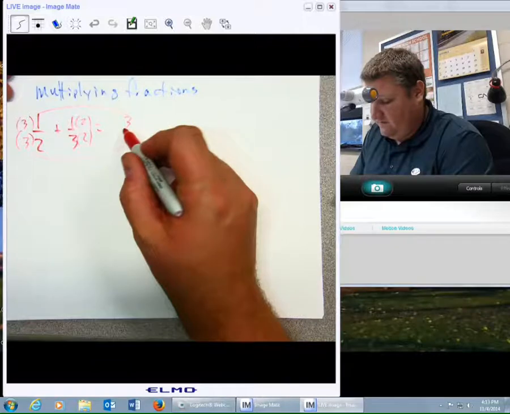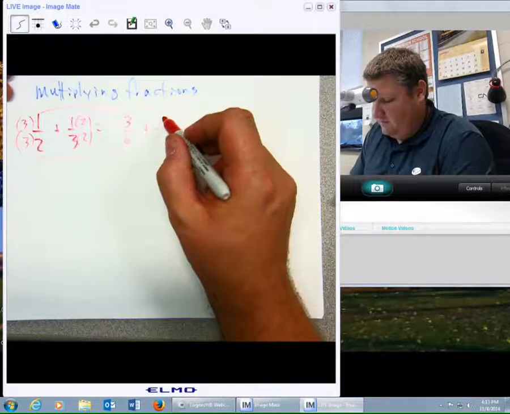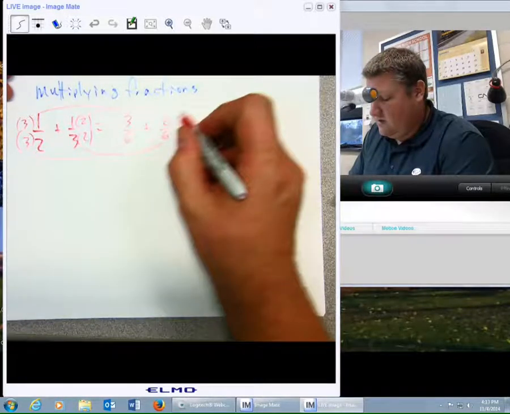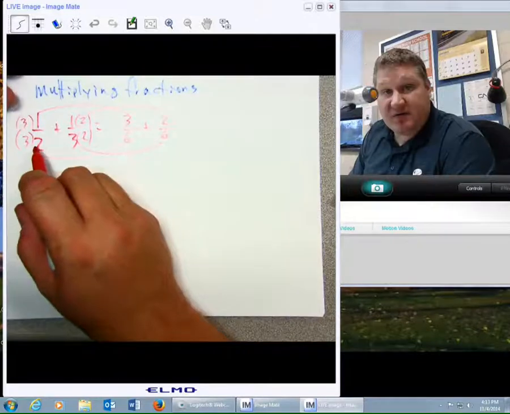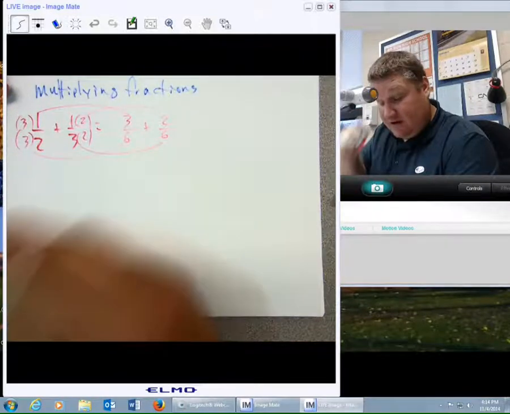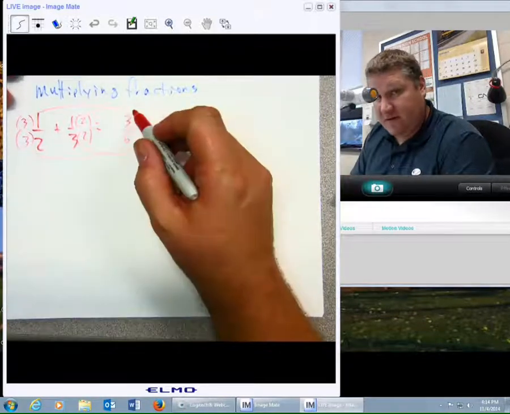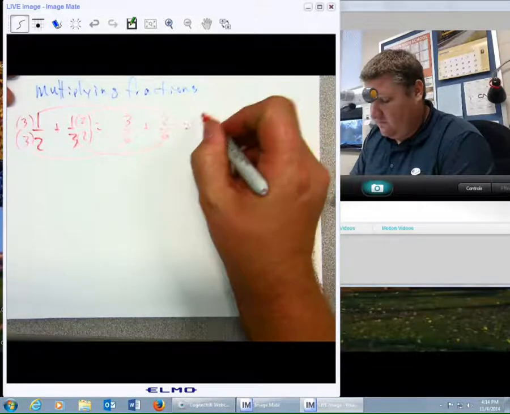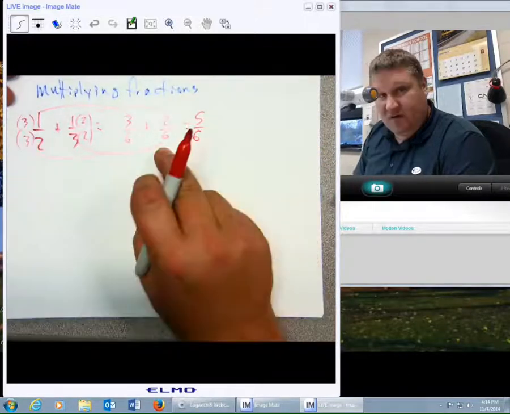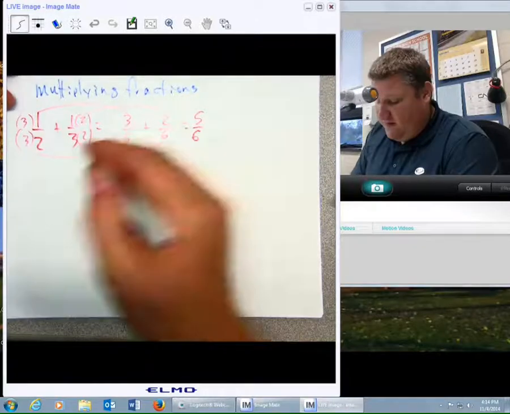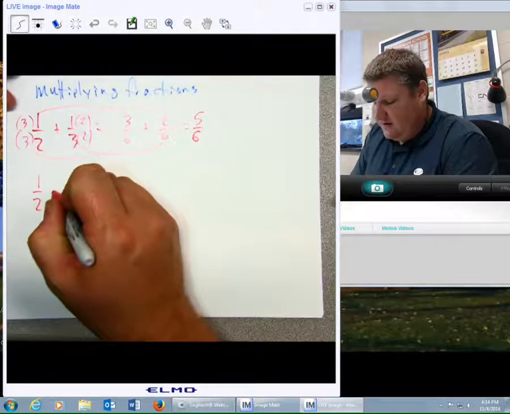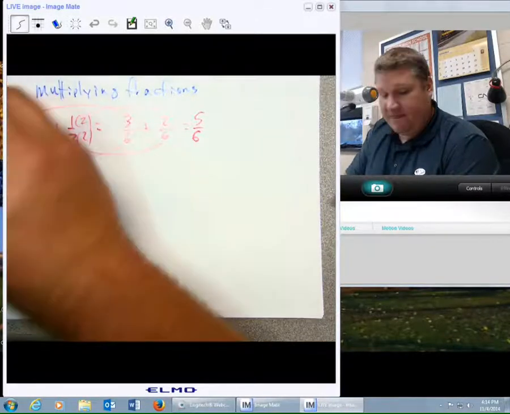3/6 plus 2/6. And now, because I have common denominators, I can add my two fractions together. 1/2 plus 1/3 is really 3/6 plus 2/6, or 5/6. It works the same way for subtraction. However, if I have 1/2 times 1/3, that's a very different animal.